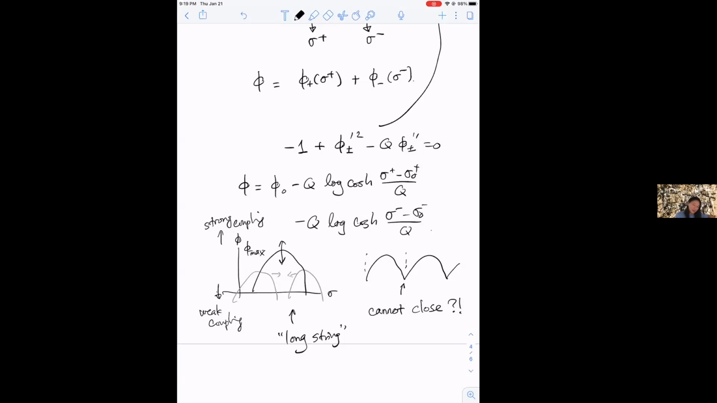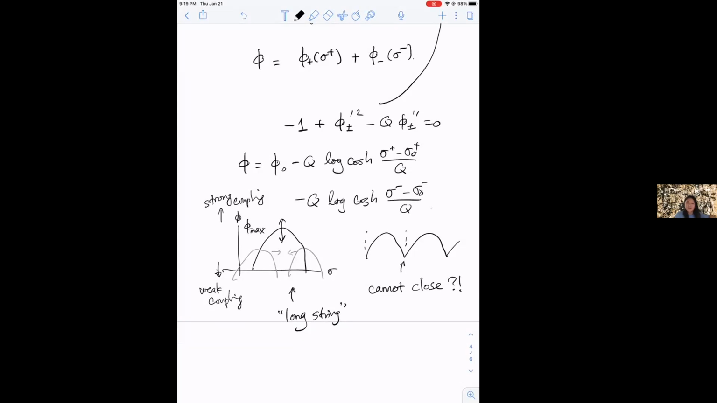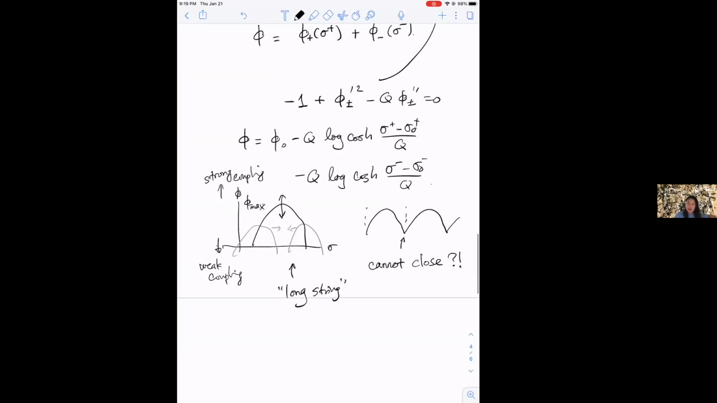Okay, so that's a bit funny. In fact, you could wonder whether there are any closed string excitations at all. So to answer that question, we have to carefully study the quantum theory.